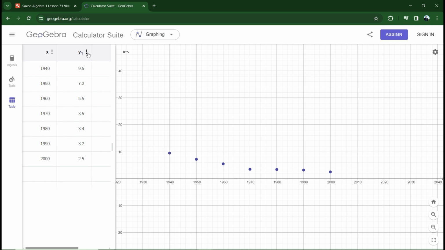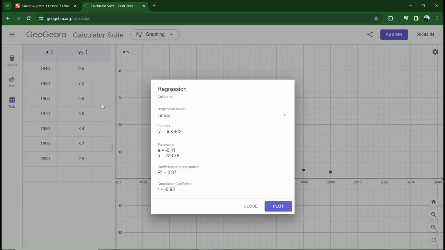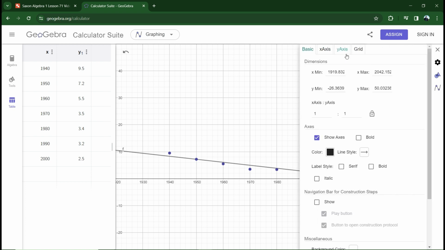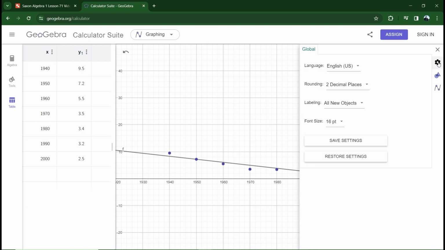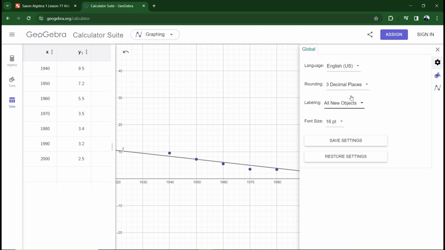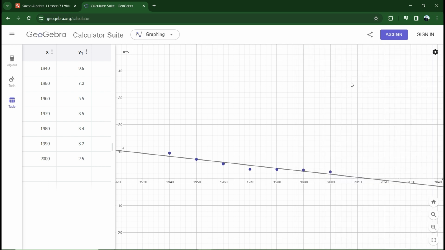So what I'm going to do is draw my regression line. We're going to plot it. Notice where I went to settings and clicked on the gear again to go to settings. I need to change this to 3 decimal places to get to the thousandths place. I'm going to save those settings. So again, I click the little gear icon, then the gear icon again, and then I get to round it to 3 decimal places.